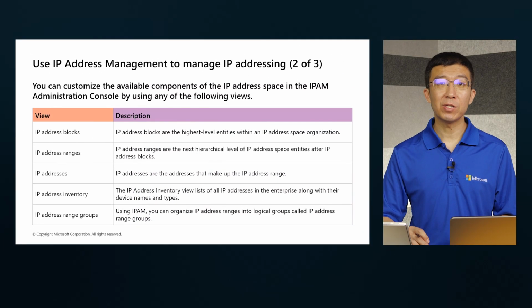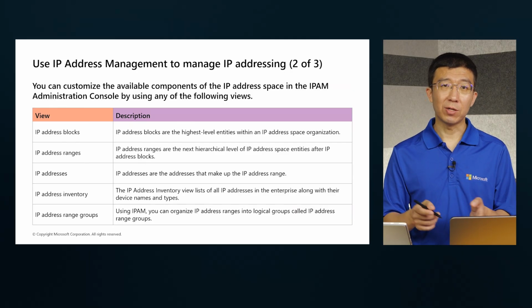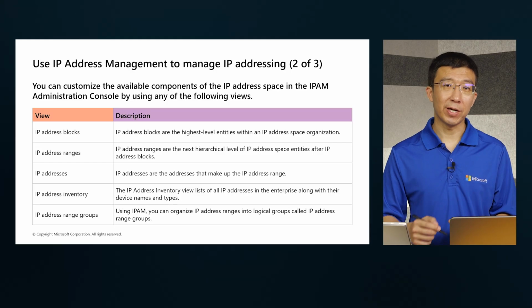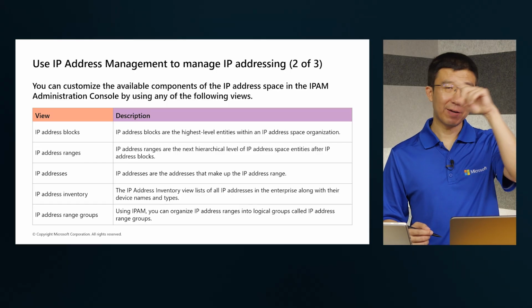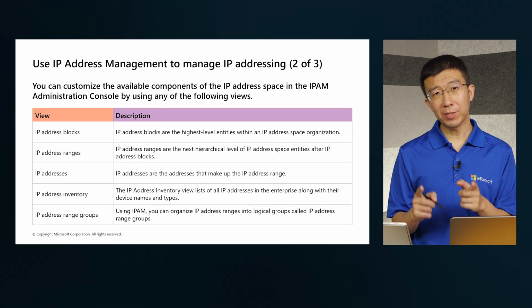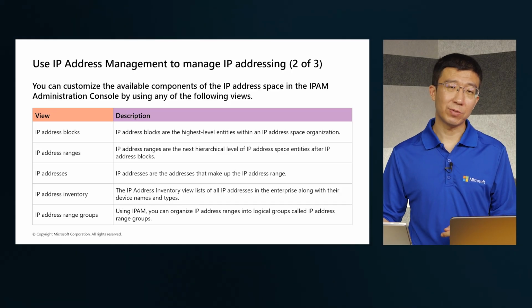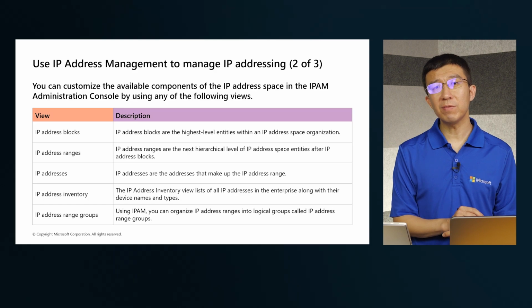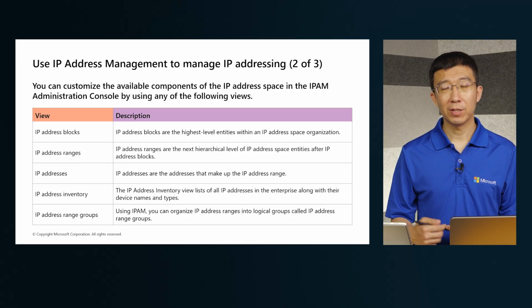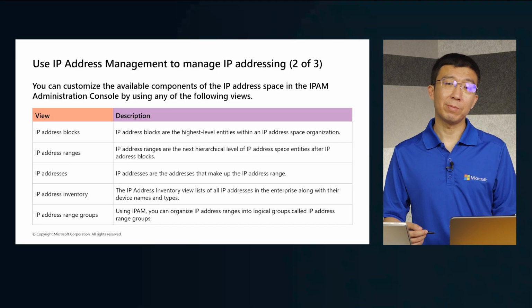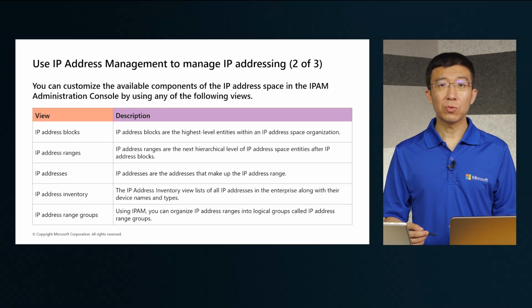Within the IPAM administration console, you can view and organize your IP addresses in several ways. You can see IP address blocks, which are the highest level entities, as well as IP address ranges and individual IP addresses. The IP address inventory view lists all IP addresses in your enterprise, along with device names and types. You can also group address ranges into logical groups, making it easier to manage large or complex networks.